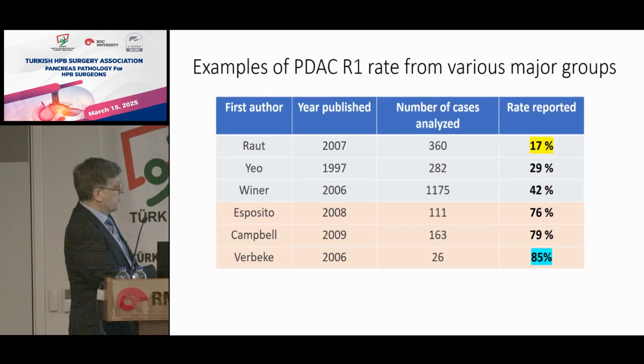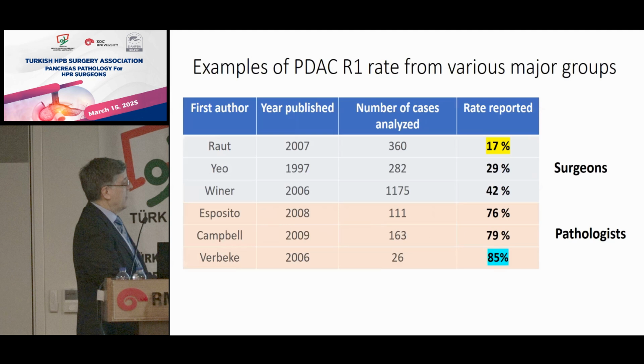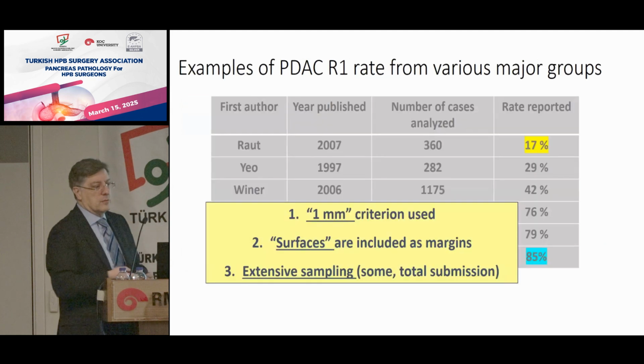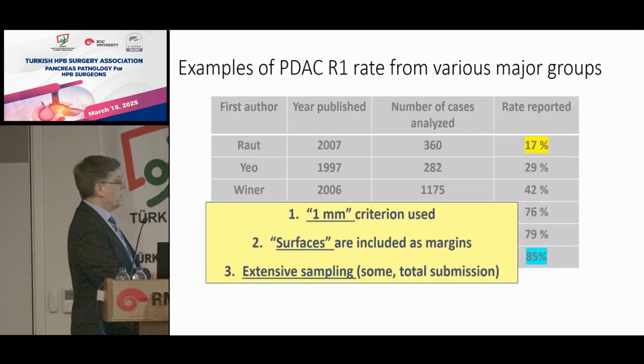These are papers from surgery team. I just selected, by the way. There are many others, very similar results. 3 major studies. Their rates are 17 to 40, 45%. These are all pathologists. The rate is 75 to 85%. Okay? Why is that? Because, of course, the criteria used, 1 millimeter criterion.